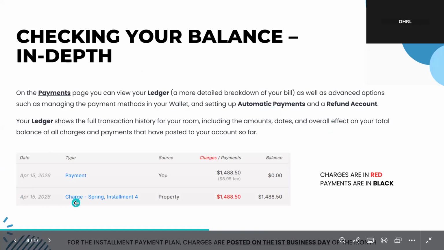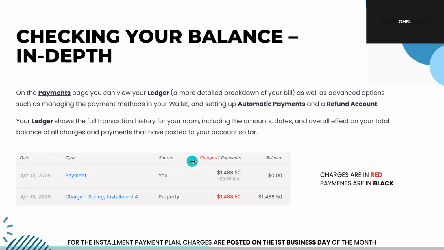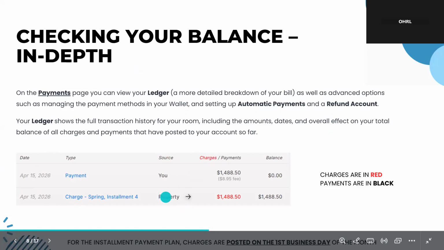You might see handy dandy little color coding here. Charges show up on your ledger in red, payments show up on your ledger in black. So taking a look here, source of this just means where's that from? Now, property means that's from the on-campus housing bill. You means presumably you made a payment.